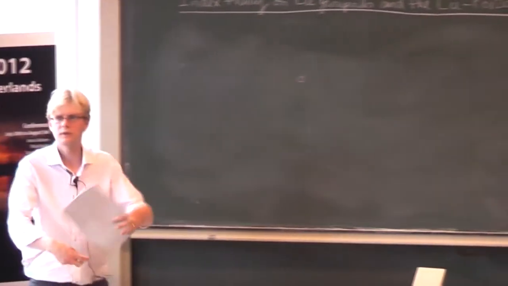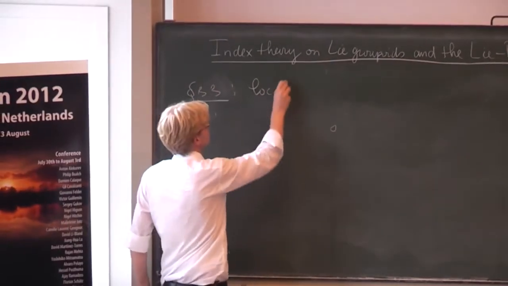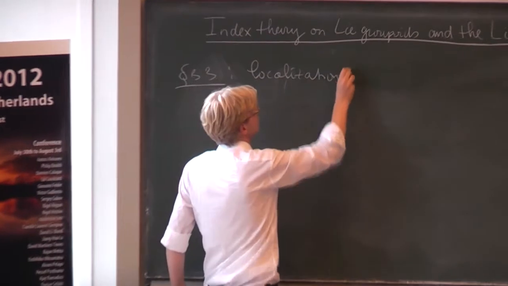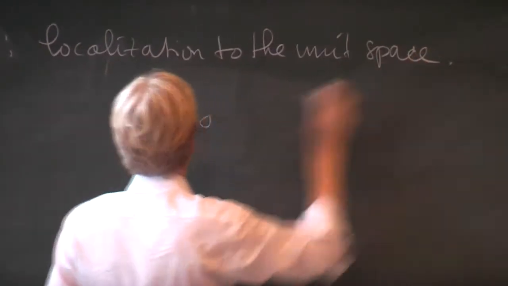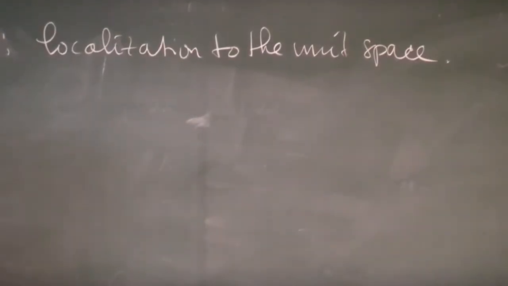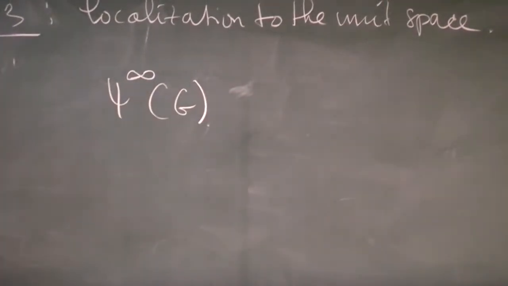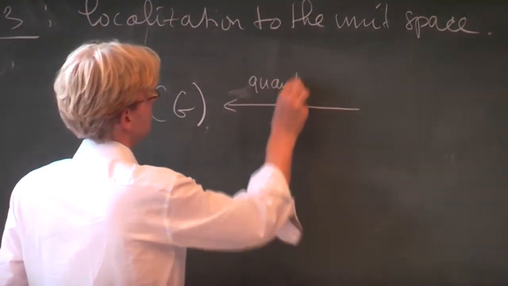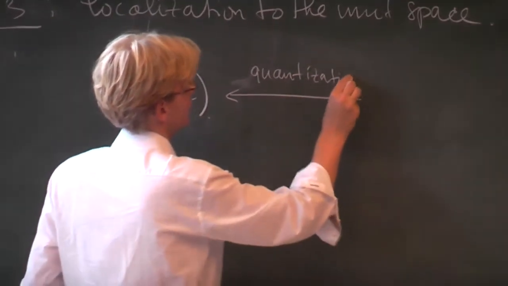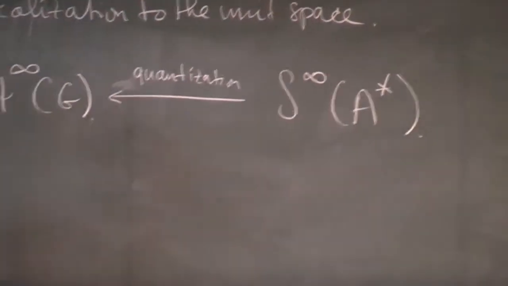So this is all sketches of what's involved in the proof. And the last bit is actually to use the localization to the unit space. Here I really have to be very sketchy. But if I have pseudo-differential operators on the Lie groupoids, there is a quantization map from a symbol space on A star.